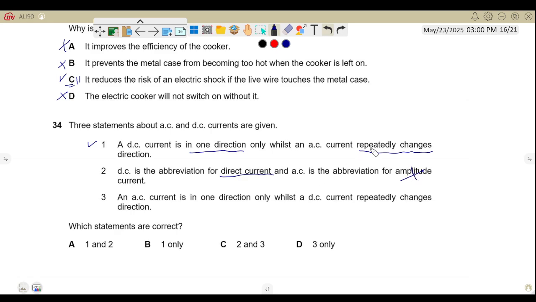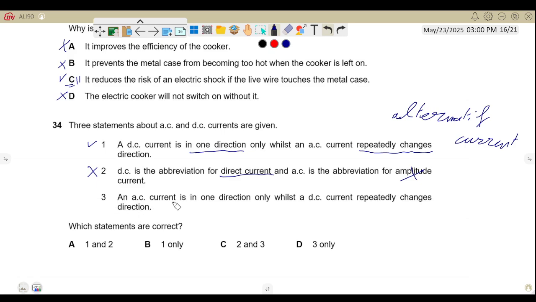The AC stands for alternating current. It's not the amplitude current, but alternating current. That means it changes the direction repeatedly, as it's shown here. So this one we cannot take as a true statement.